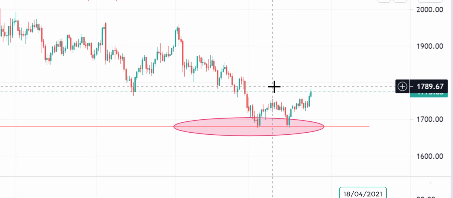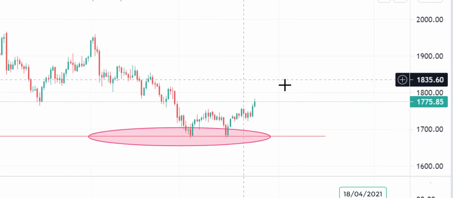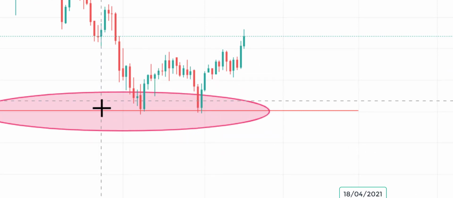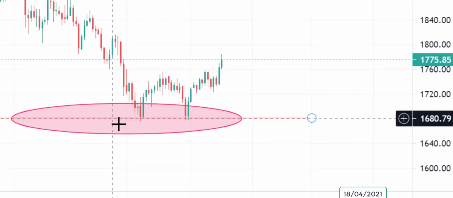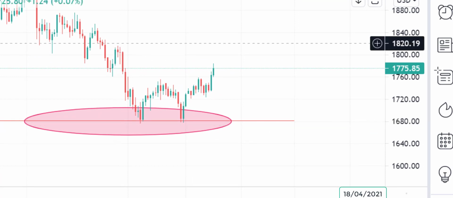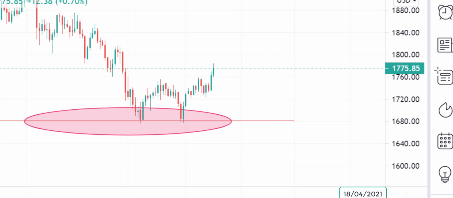Now coming to the daily time frame, what I can beautifully see is a beautiful double bottom formation at this 1680 level. So yes, a double bottom formation, then a breakout, which you can also say a W breakout. Let me draw it for you.